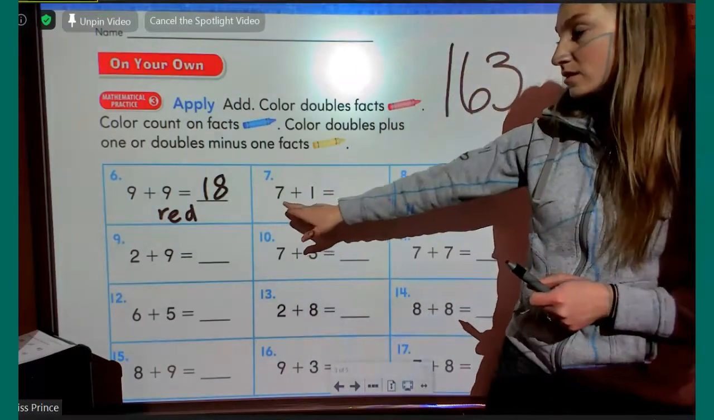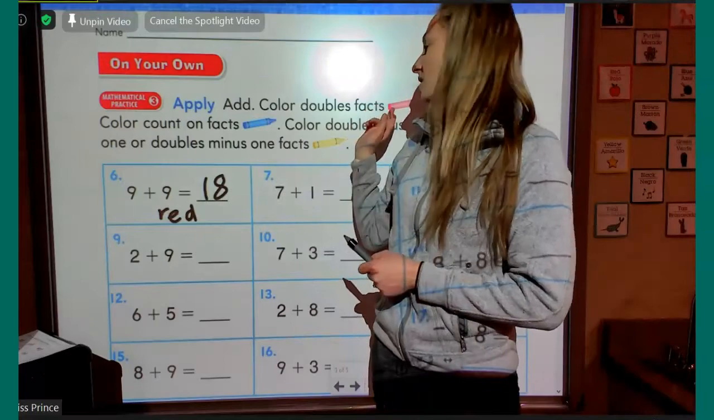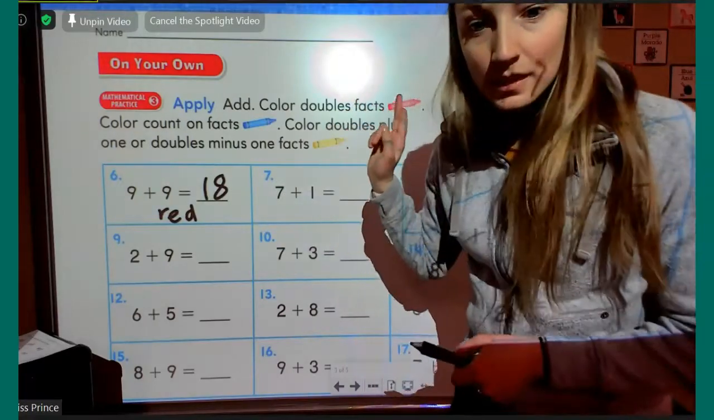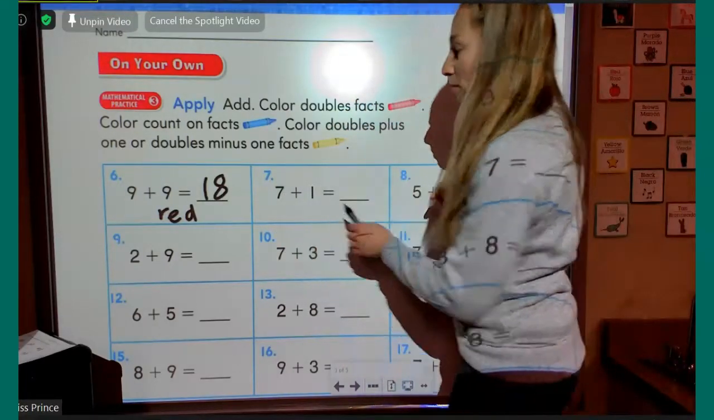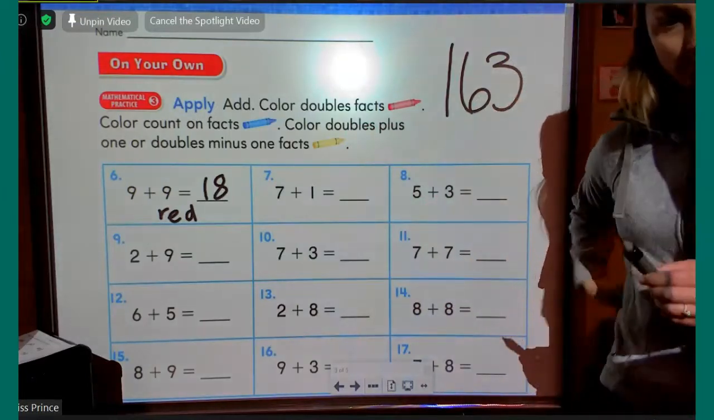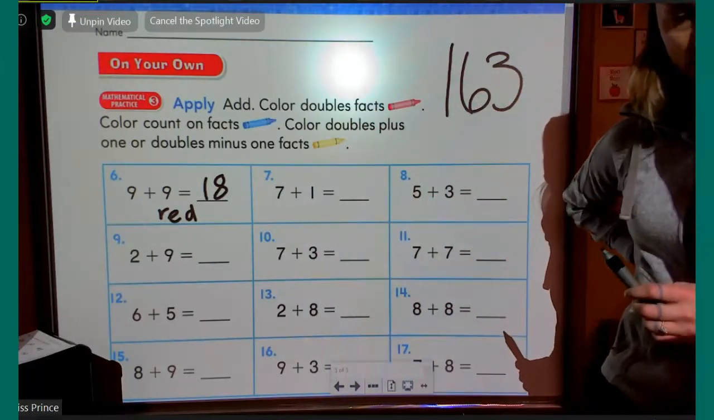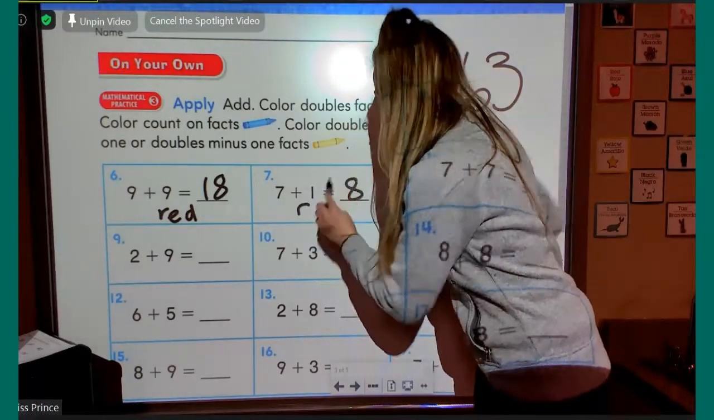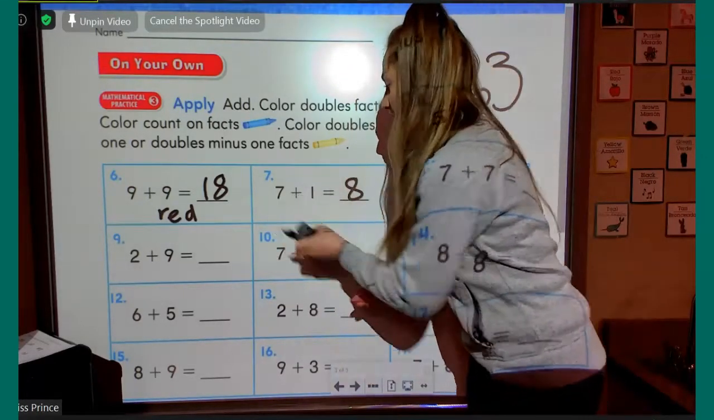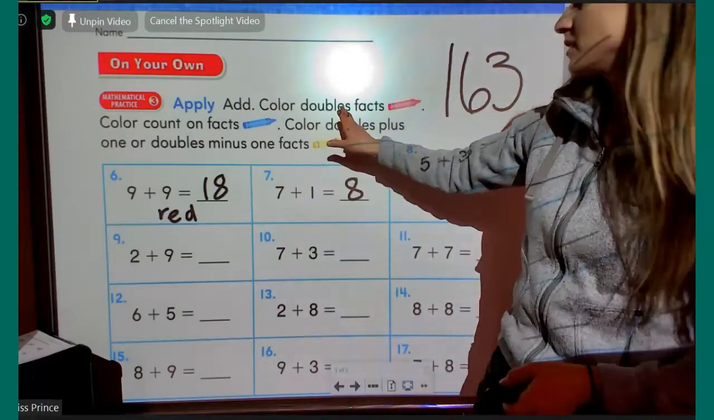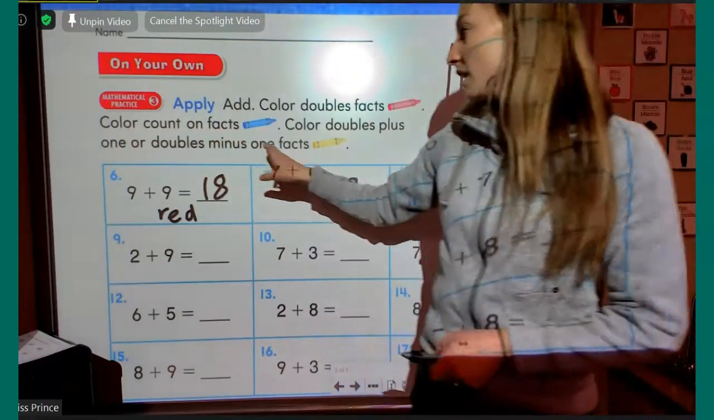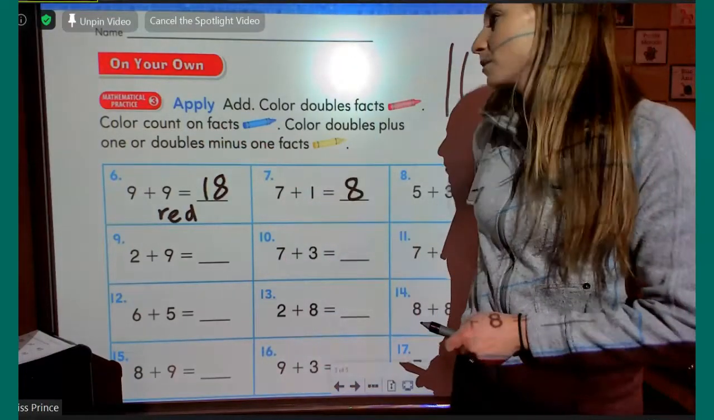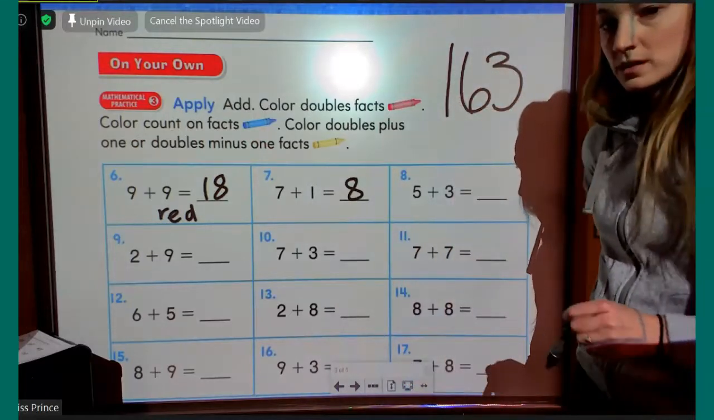All right, so this was a double. That means it's to color it red. Sophia, 7 plus 1. 8. Oops, 8. For the color, 7 plus 1, is that a counting on or a doubles plus 1 or a doubles minus 1?